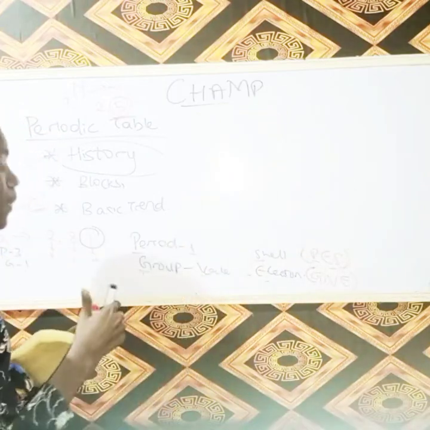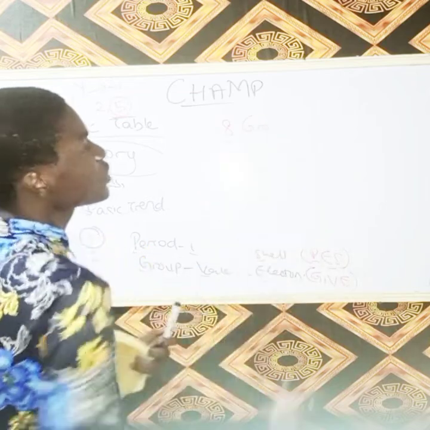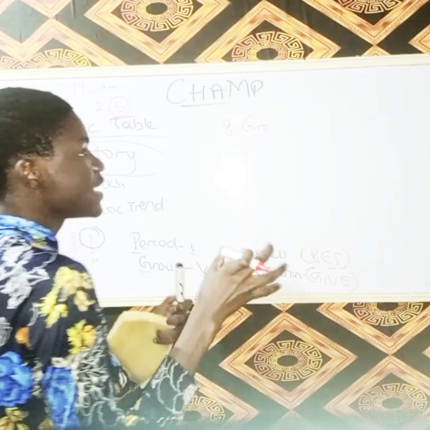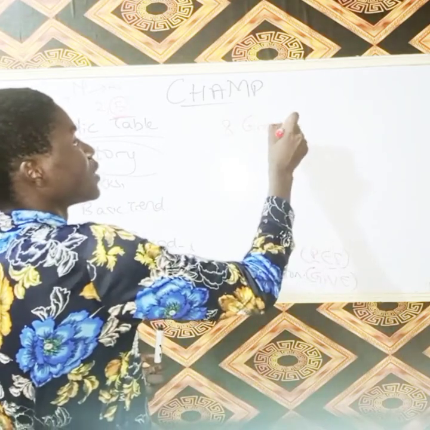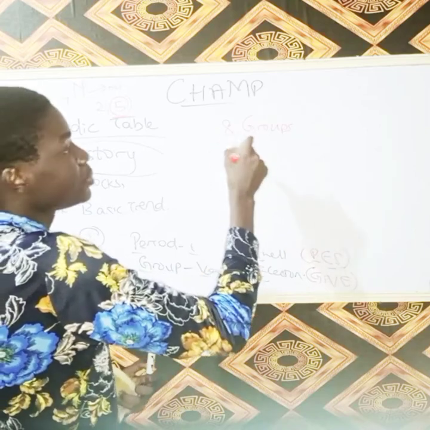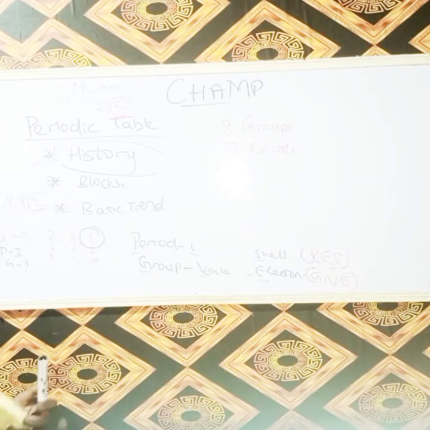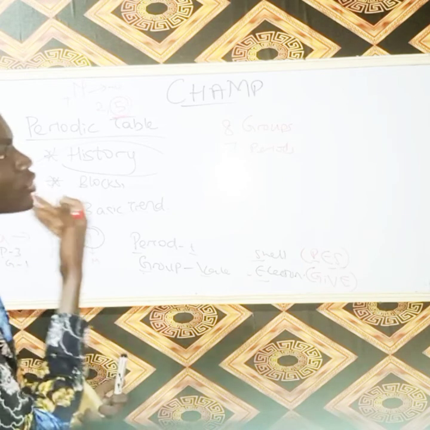8 groups. And now it's actually 18 groups. Actually, yes, we have 8 main groups and 10 in the middle. And then we have 7 periods.